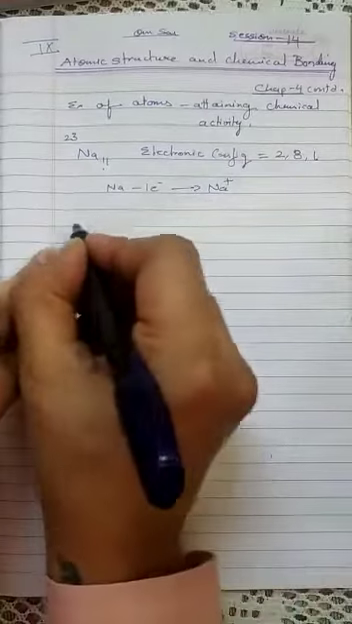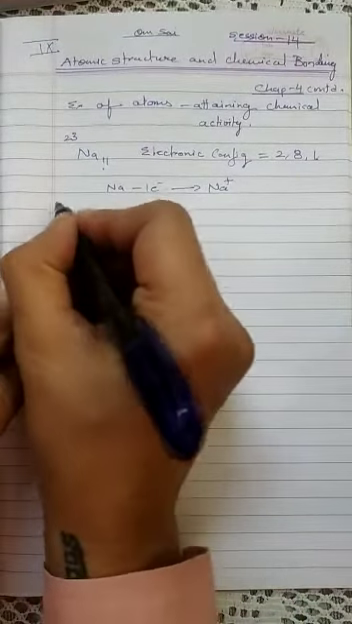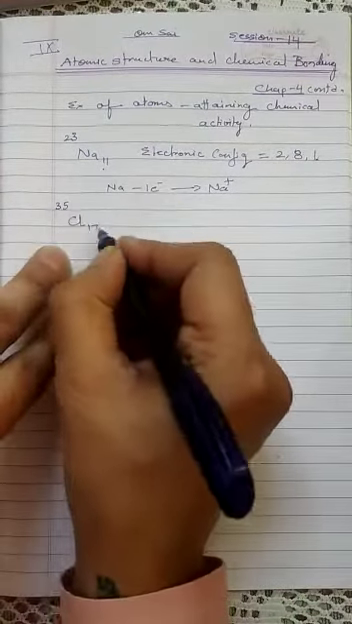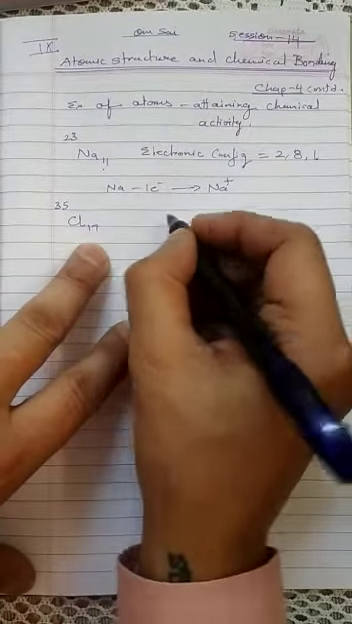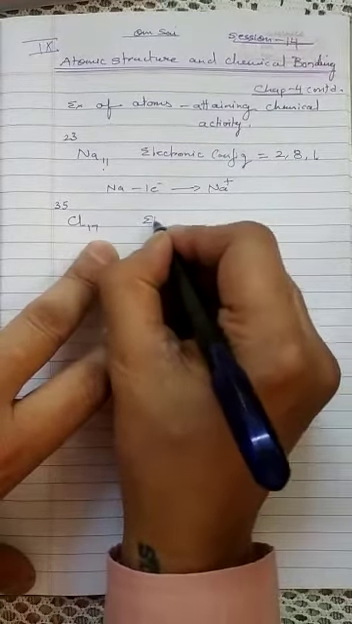Now what about chlorine? Chlorine has mass number 35, atomic number is 17. Then its electronic configuration, meaning distribution of these 17 electrons in various shells, is 2, 8 and 7.